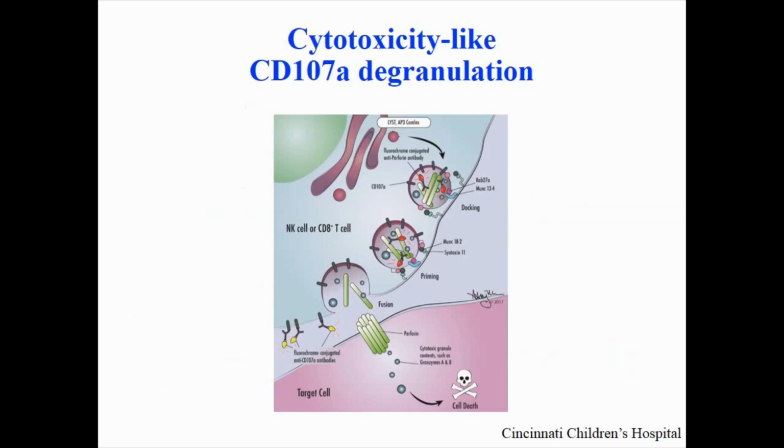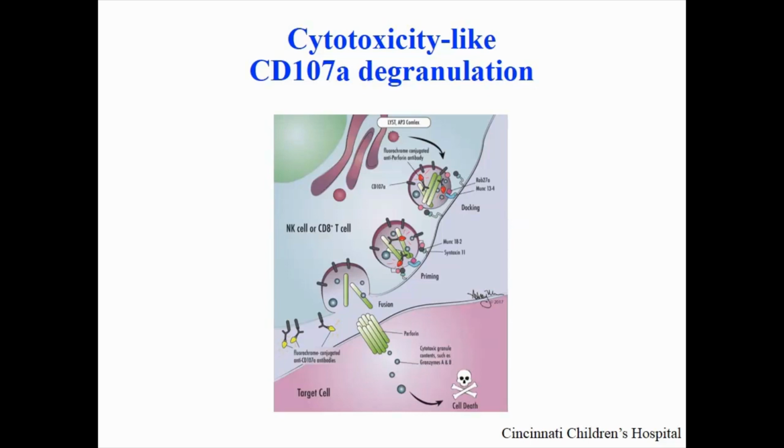NK cells, as their name states, are natural killers. They go, they kiss a cell, and they kill it. They release things that they have inside. And there are markers that are just inside the cell. They're always going to show up whenever they kiss and open up. So this is the CD107a test, and this is what we check here.